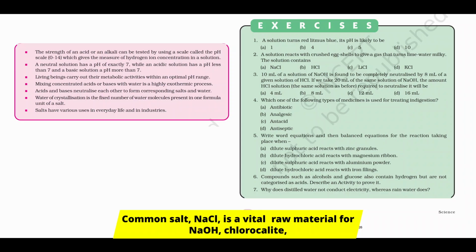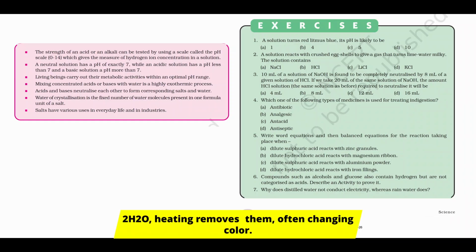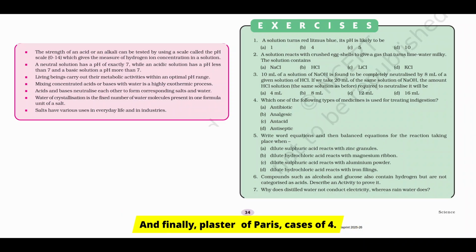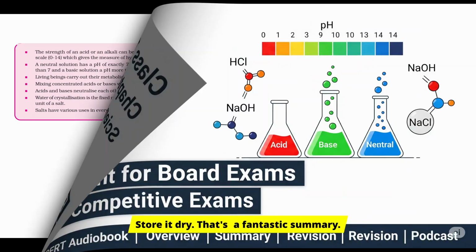Common salt, NaCl, is a vital raw material for NaOH, chlor-alkali. Bleaching powder, baking soda, and washing soda: know their production and uses. Don't forget water of crystallization, those fixed water molecules in crystals like CuSO4·5H2O and Na2CO3·10H2O, gypsum, CaSO4·2H2O. Heating removes them, often changing color. And finally, plaster of Paris, CaSO4·1/2H2O, made from gypsum by careful heating, sets hard when mixed with water, making it vital for casts and molds. Store it dry.